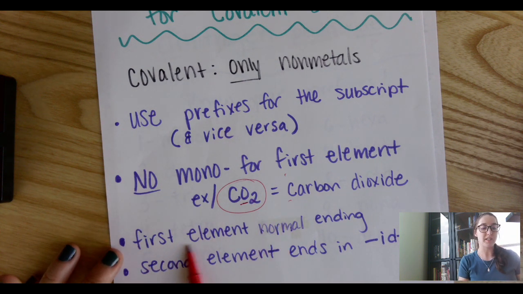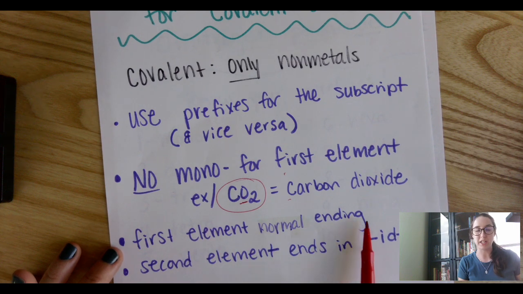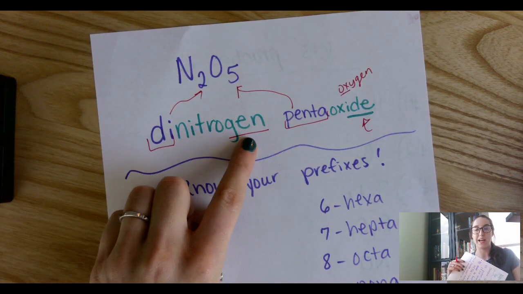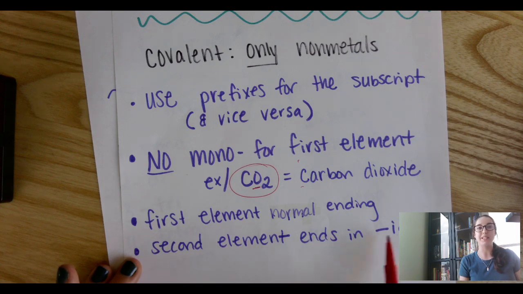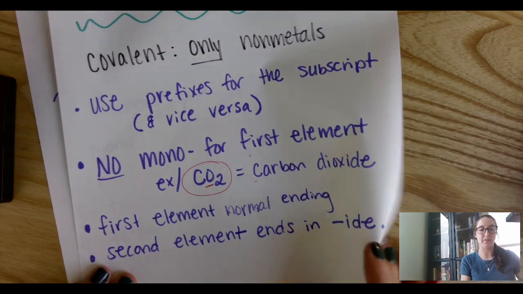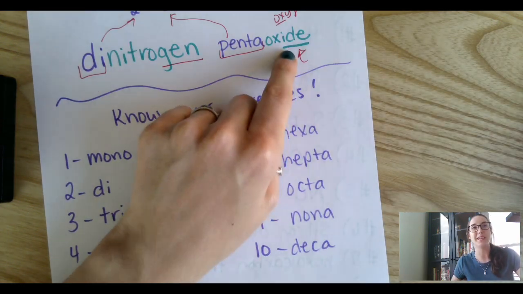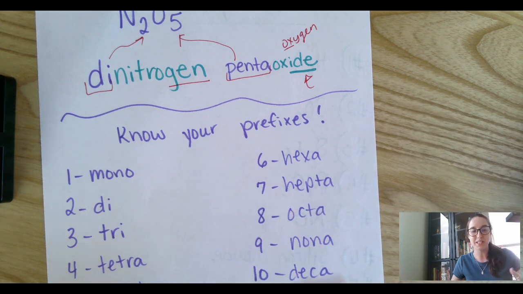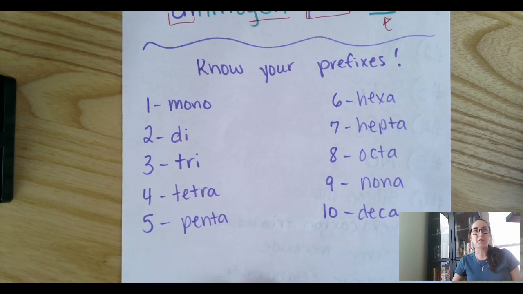All right, the first element has the normal ending. We didn't change anything about the ending here. We said nitrogen as a whole, but the second element does end in ide, okay? So definitely make sure you do that, because when you have an element ending in ide, you are representing that it's a bond, and that is what's happening here. These are covalent bonds. You do want to make sure that you know your prefixes.